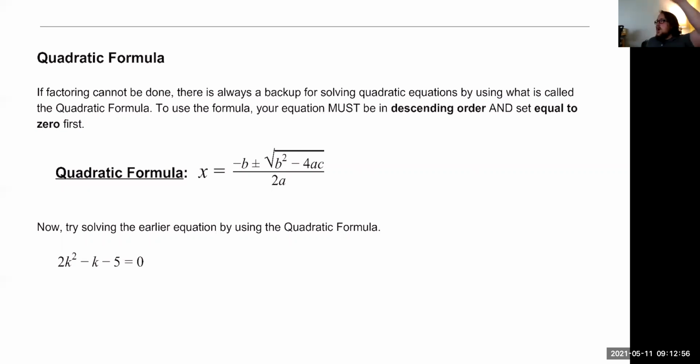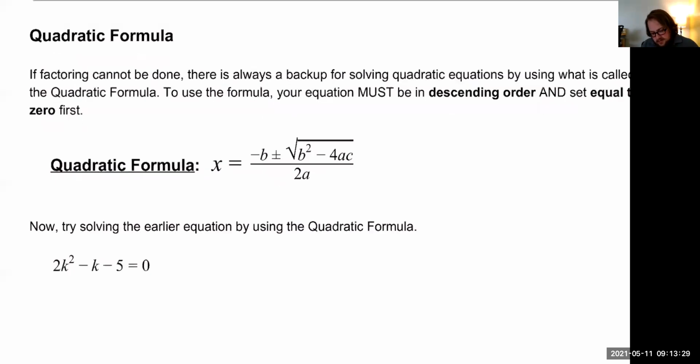Again, notice quadratic, meaning that if it was any degree higher than 2 or lower than 2, would this apply? No. So it does still have to be quadratic. But if it is quadratic, we would apply this formula. It must be in descending order and set equal to 0. So like I said, go ahead and try factoring, because if it doesn't work, then you've already got it in descending order and set equal to 0. You're ready to start to pull out the pieces.